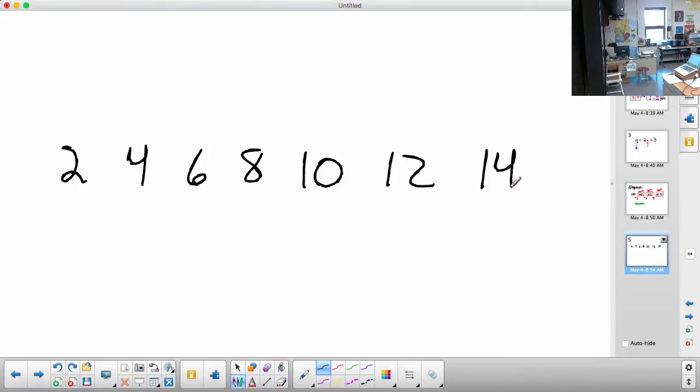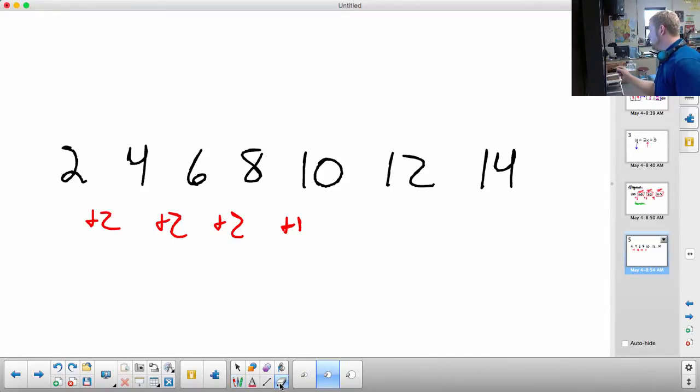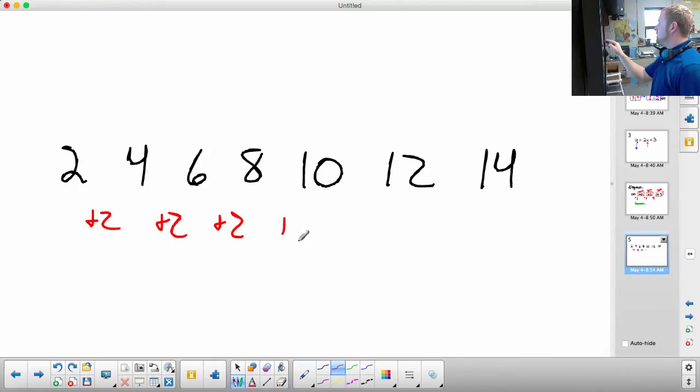Next one. Now, do I have to multiply or divide here? What am I doing each time? You're adding 2. I'm adding 2. Plus 2, plus 2, plus 2.